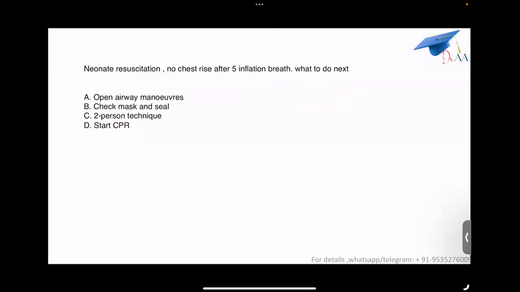We are into a neonatal resuscitation here. No chest rise is seen when you are giving 5 inflation breaths. What is the next best step here? Option B, check mask and seal. This is the neonatal resuscitation, so you're checking for the mask seal here. This is not an adult or pediatric resuscitation. If that is not working, open the airway, use the 2 persons technique. All those parameters you need to do. You need to have 5 inflation breaths, that is chest rise needs to be seen. Proper breaths you need to give.